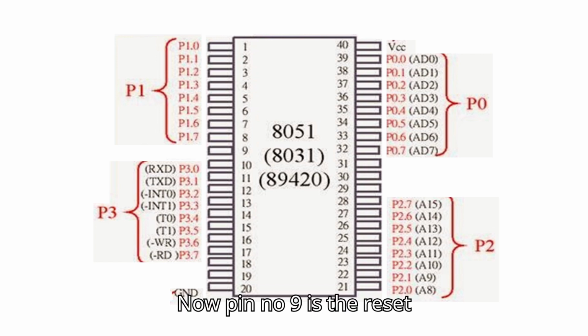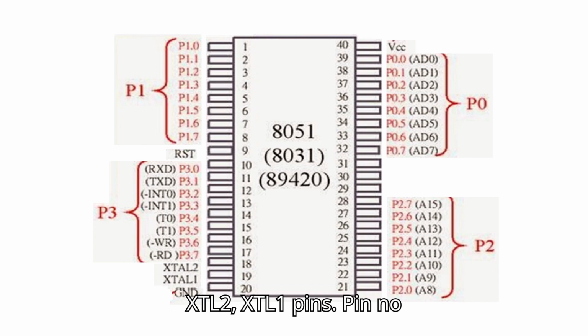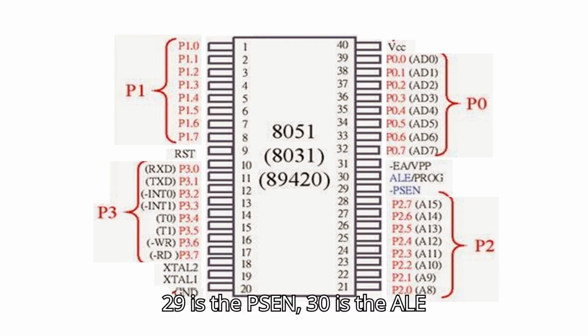Now, pin number 9 is the reset pin. Pin number 18, 19 are the XTAL2, XTAL1 pins. Pin number 29 is the PSEN, 30 is the ALE and 31 is the EA bar.